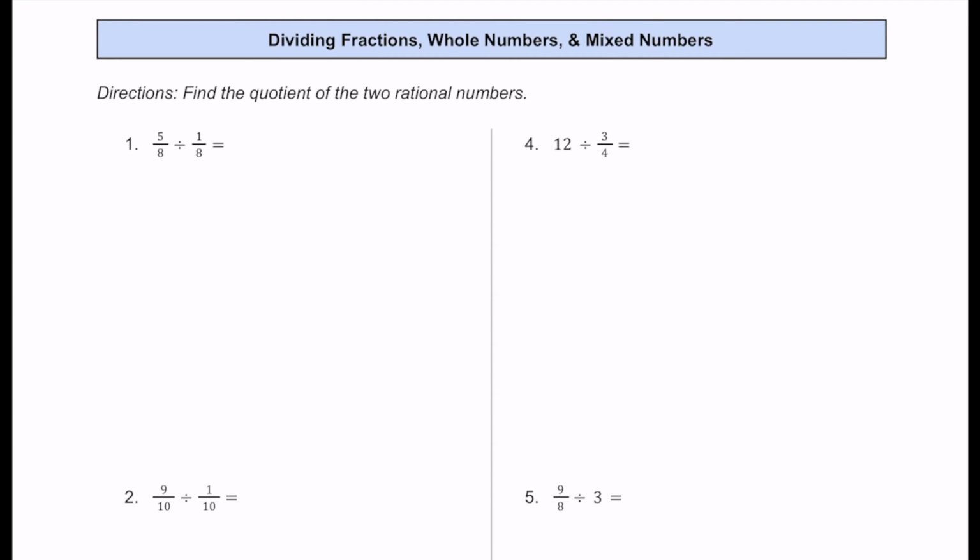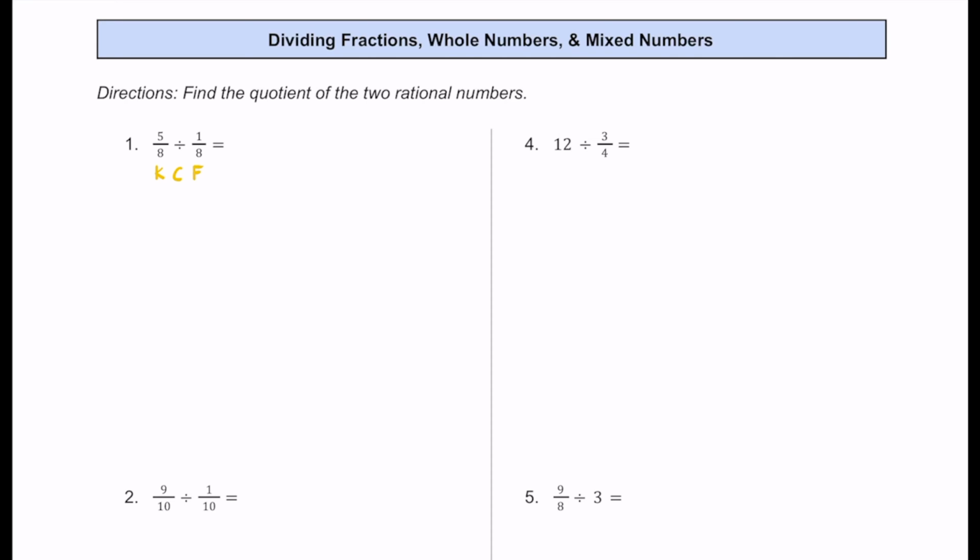Let's practice dividing fractions, whole numbers, and mixed numbers together. In number 1, we have 5/8 divided by 1/8. Now keep in mind, if we are just dividing two fractions that have numerators and denominators, right away we can keep the first fraction, change the division to multiplication, and then flip the second fraction upside down, or find its reciprocal.